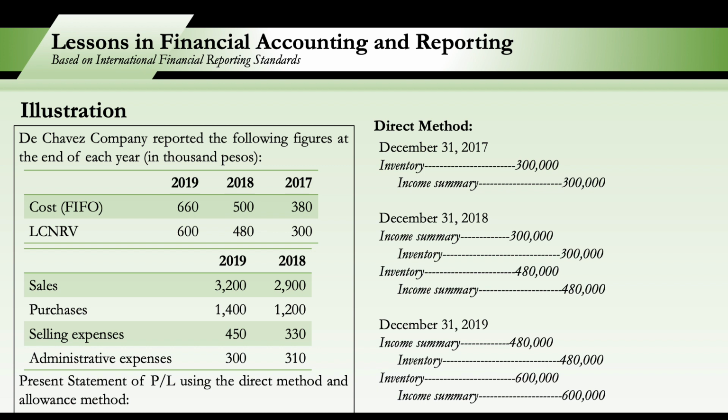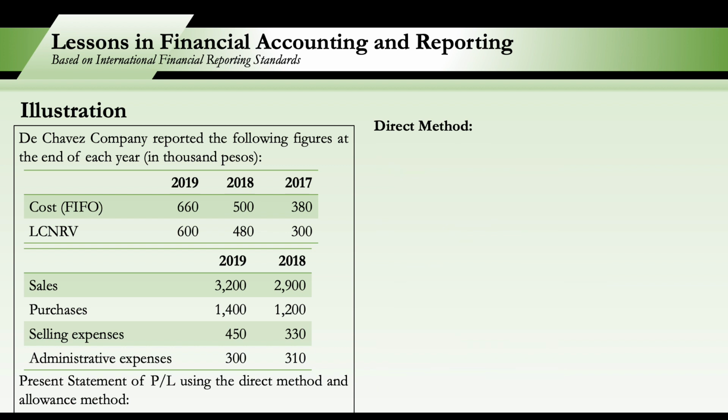And ang ending inventory naman in 2019 is 600,000. So again, we are just recording the ending inventory at its cost, and we close the beginning inventory na walang problema kasi yun din naman yung ending inventory last year, also at its cost. So now that we prepared our entries, we can now prepare our cost of goods sold or cost of sales.